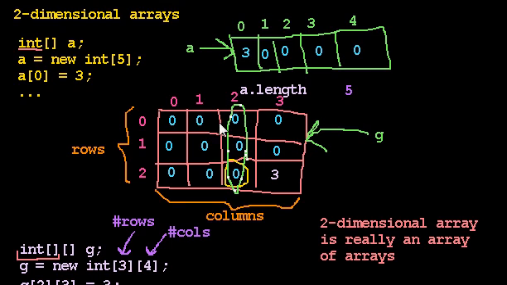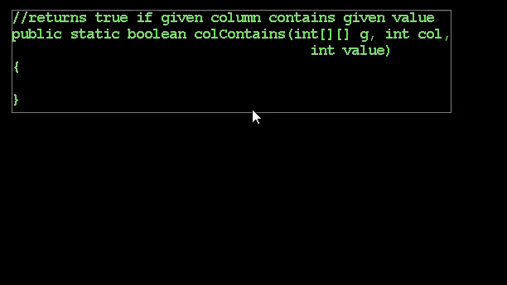Potentially, maybe I find a 7 in the first cell and I can stop, but I need to loop over all the values in this column. So that means I'm really looping over all of the rows. The column stays fixed, but the row number is going to increase 0, 1, 2, and so on. So let's go ahead and write that. I need to loop over all of the row numbers while the column number stays fixed.